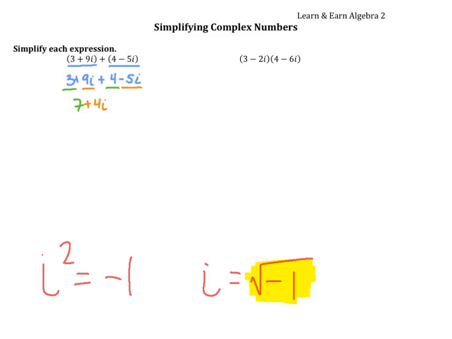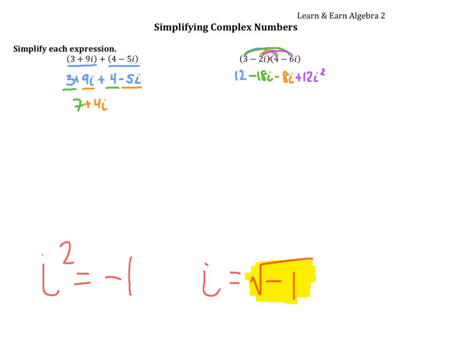Let's take a look at the second example. In this example, you need to notice that these are right next to each other, so that's going to mean multiply. So I'm going to take 3 times 4 and get 12. 3 times negative 6i to get negative 18i. Negative 2i times 4 to get negative 8i. And then negative 2i times negative 6i to get a positive 12i squared.